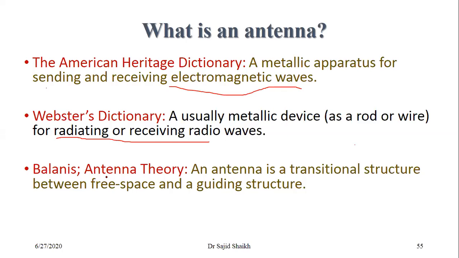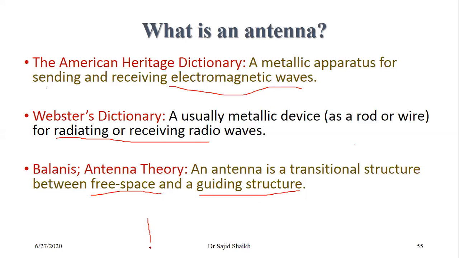Now we have this other book, the antenna theory book. It states that an antenna is a transitional structure between free space and a guided structure. So here two terms are there, guided structure and free space. The meaning is the same, but here the definition is much more technical, so we have to understand this. Free space, so what does free space mean?